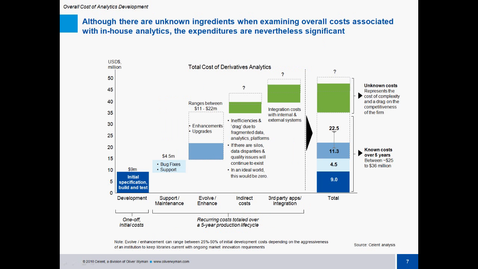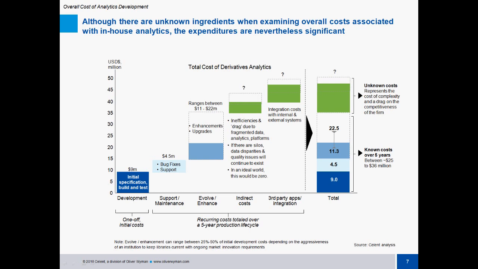Beyond the initial development, build, and test phases, there are recurring costs that arise after the components are released into production. First, support and maintenance costs, which include sustaining activities and bug and error fixes, which we estimate to be about 10% of initial costs per annum. Secondly, there is a cost component which we identify as evolve and enhancement costs. These are activities to enhance or build up the analytics libraries in order to keep up with ongoing product innovation and financial engineering.